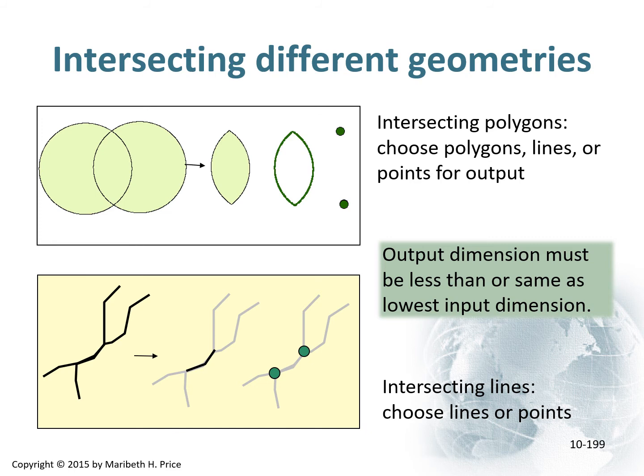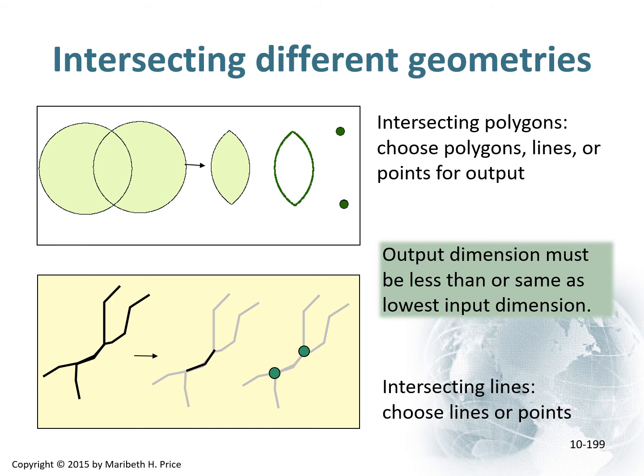Okay, but the dimensions of the data that you select has to be the same or lower than your least complicated data set. So if you got two polygons, you can end up with polygons, lines, or points. If you had a line and a polygon, you could end up with lines or points. If you had points in polygons, you could only end up with points. Does that make sense? I think so. All right, so output dimension must be less than or the same as the lowest input dimension.